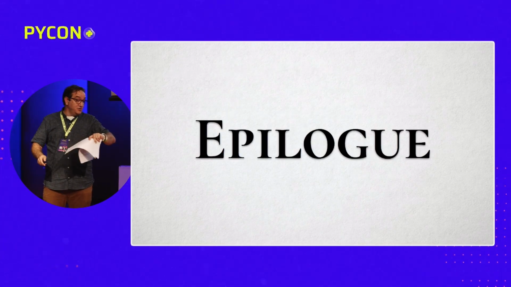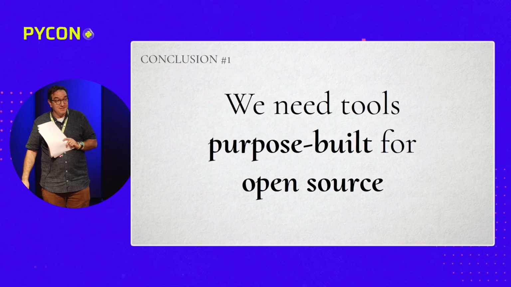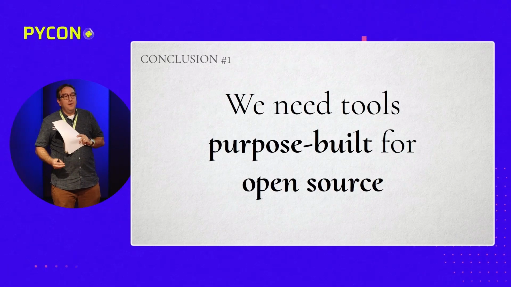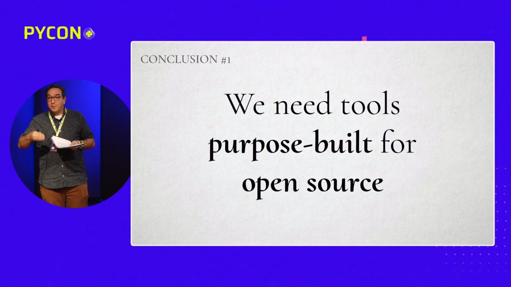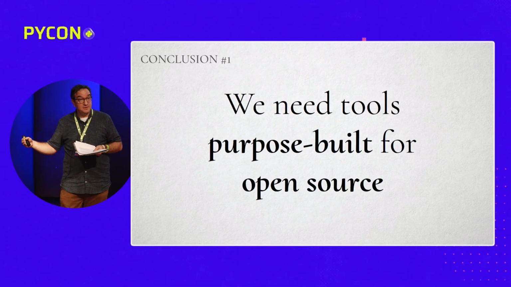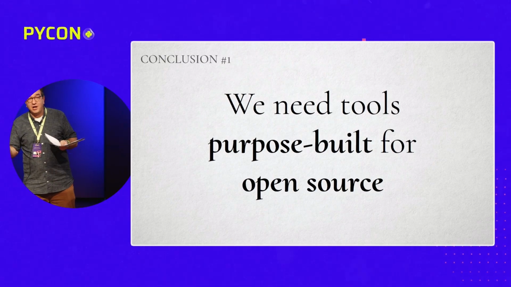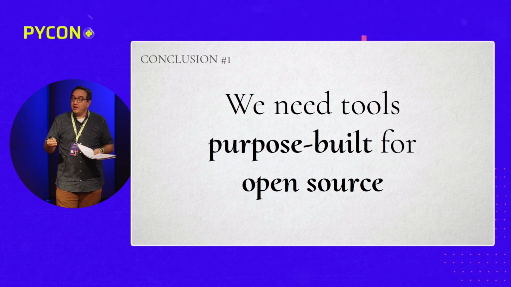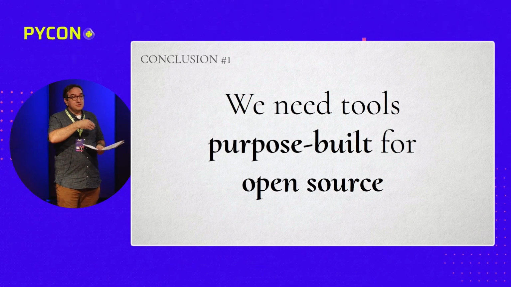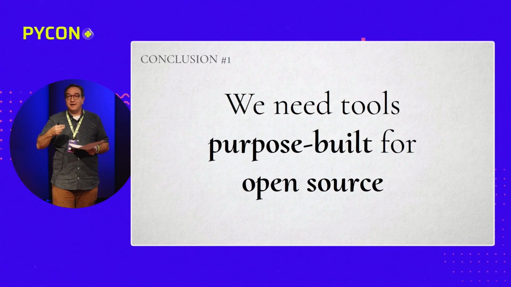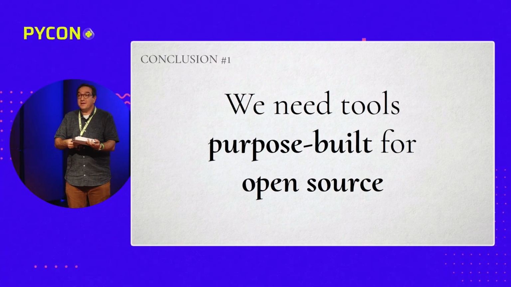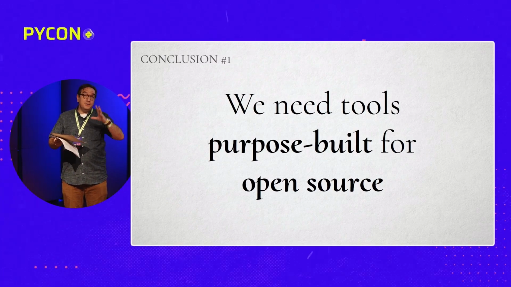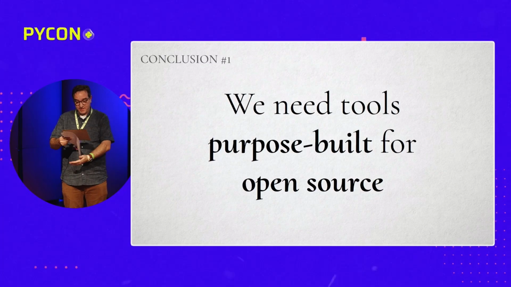So that gets me into my concluding part of the talk, is that we really do need to start thinking about tools that are purpose-built for open source. So a lot of the reasons these policies exist, I would argue, is because the tools we have today are not understanding about how open source works. And if we had those tools, they might be more open to allowing such things.